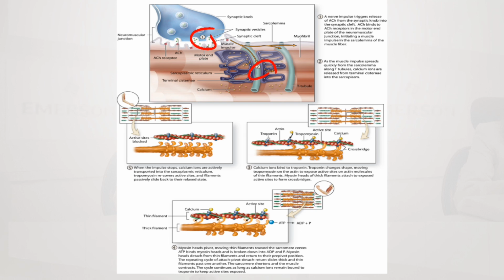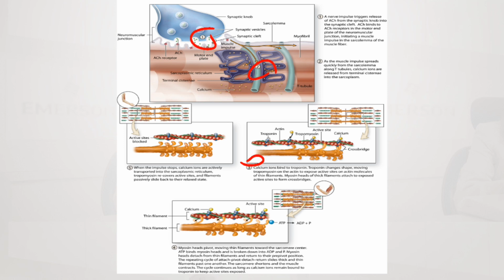Then the myosin heads of thick filaments attach to exposed active sites to form cross bridges. Okay, that's 3. So we're talking about 3 here, so that's the actin and the tropomyosin. Okay, then 4, the myosin.